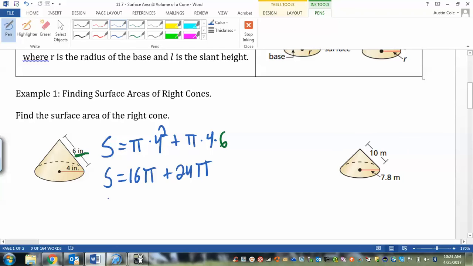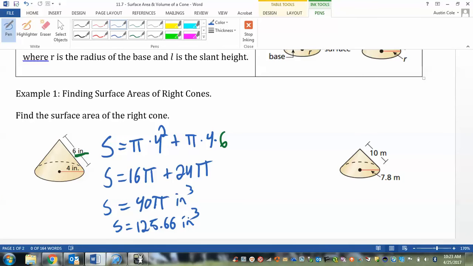4 squared is 16, so you have surface area equals 16 pi, plus 4 times 6 is 24 pi. What's 16 pi plus 24 pi? 40 pi. So if it asks for it in terms of pi, or if it asks for the exact answer, obviously that's what you're going to give. If you find an approximation, what is 40 times pi? 125.66. So that's the surface area of the cone.